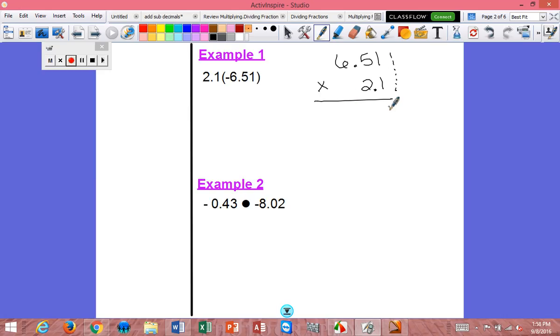So we have 1 times 1, 5 times 1, and 6 times 1. And then we have 1 times 2, 5 times 2, which is 10, 6 times 2, 12, plus 1 is 13. And I simply just add this together.